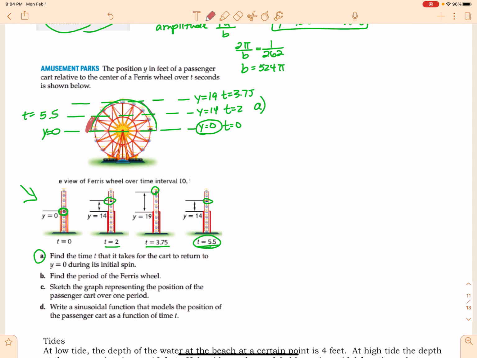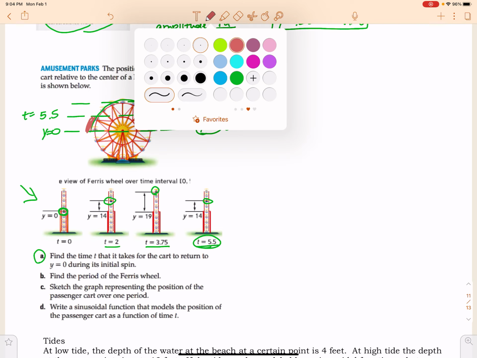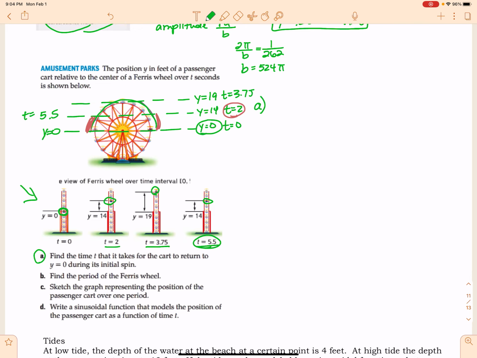Okay? Well, if from y equals 0 up to 14 is 2 seconds, then it stands to reason that it would take 2 more seconds in that direction. So for part A, the time it would take would be 5.5 plus 2 seconds. So that would be 7.5 seconds.